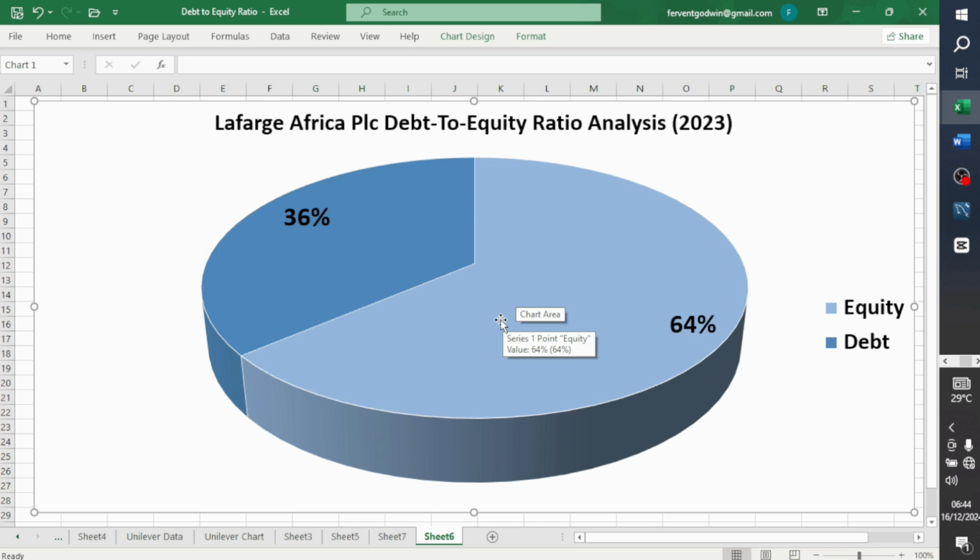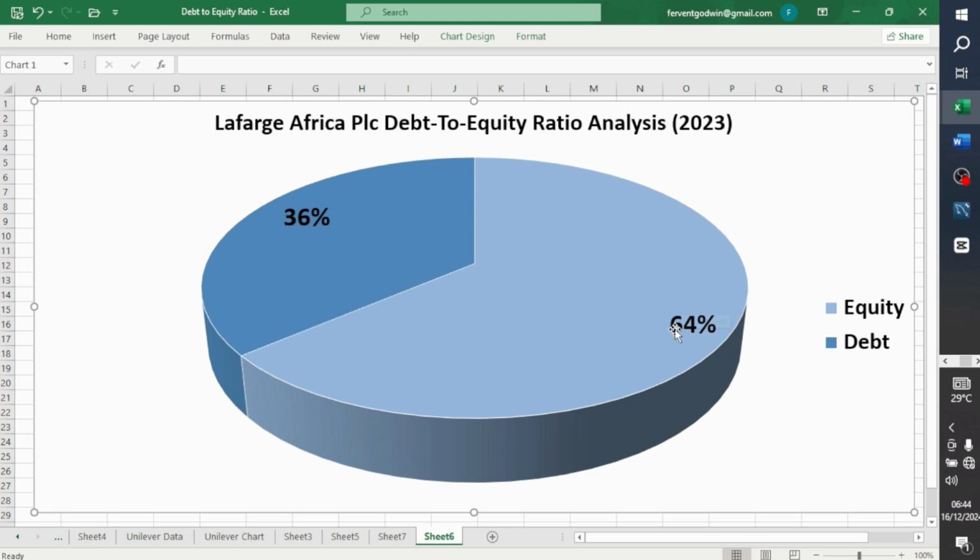A high debt to equity ratio indicates that a company is using more debt financing and relying less on equity. This can suggest a more aggressive approach to financing and a higher risk of default. So if this 64% was debt and this 36% was equity, it would indicate that they are adopting a more aggressive approach to financing, and there is a higher risk of default for the company.